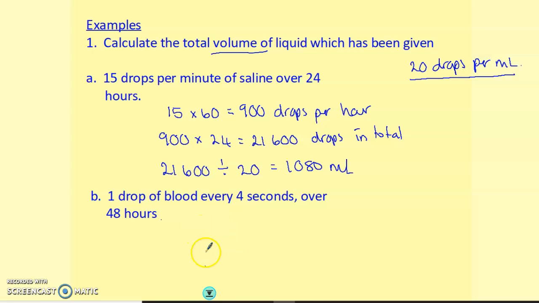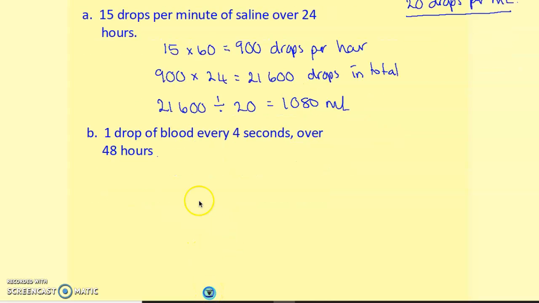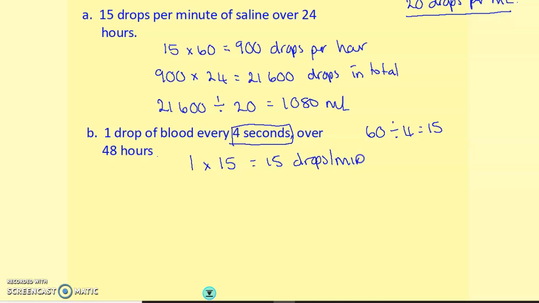Part B, 1 drop of blood every 4 seconds over 48 hours. Okay, so let's start by looking at our number of drops over the 48 hours. So it's 1 every 4 seconds. So I want to know how many lots of 4 seconds are in a minute. There are 60 seconds in a minute. If I divide that by 4, there are 15 lots of 4 seconds in a minute. So to get it up to a minute, I'm going to do 1 times 15. So it's 15 drops per minute.